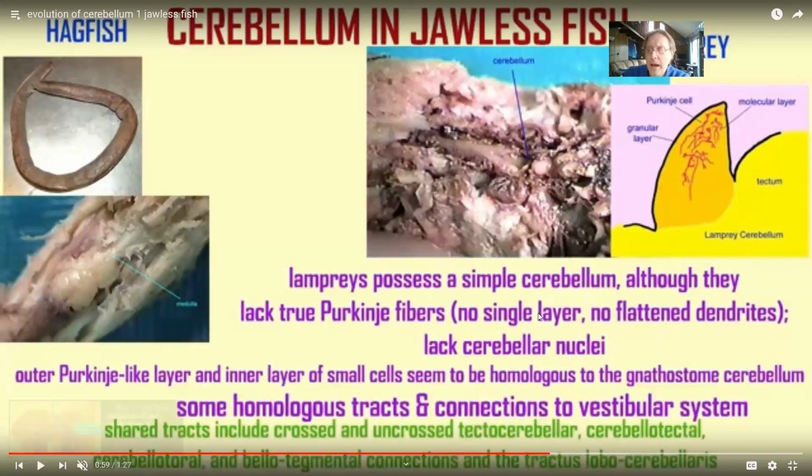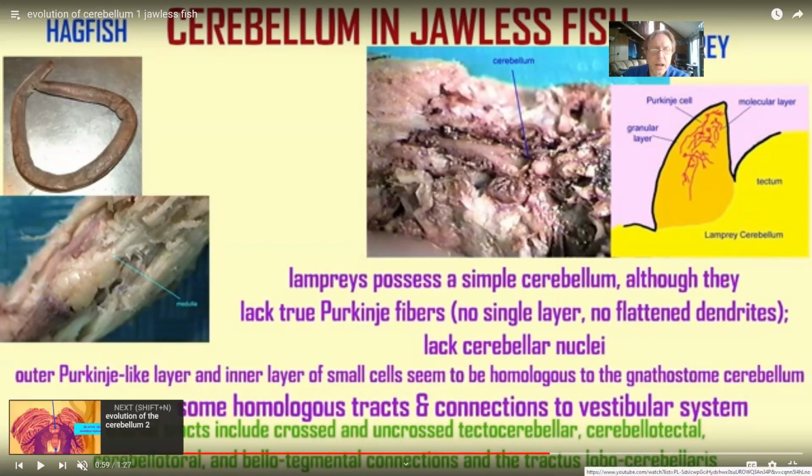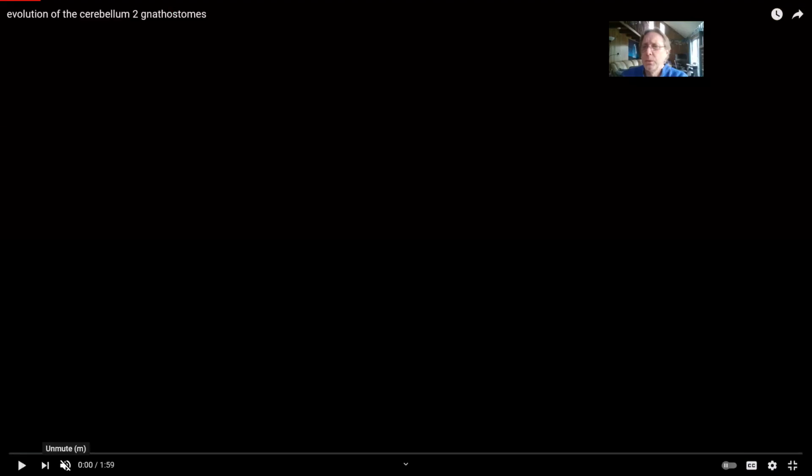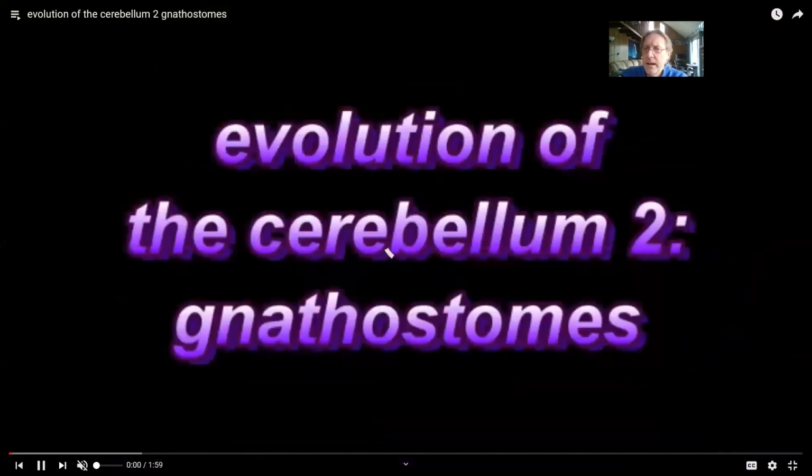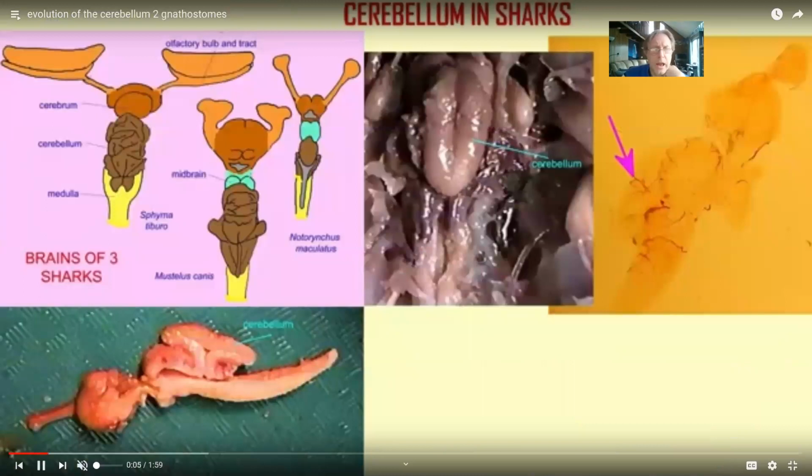Now, there are homologies as far as some of the connections with the rest of the brain. Once again, I give a number of the tracts here. So, for example, a tectocerebellar tract is going from the tectum to the cerebellum. A cerebellotectal tract is going the opposite direction. So I give some of the details. So it is very primitive. It is less like the cerebellas of the higher vertebrates than any other, but there are homologies. So certainly there does seem to be a connection.